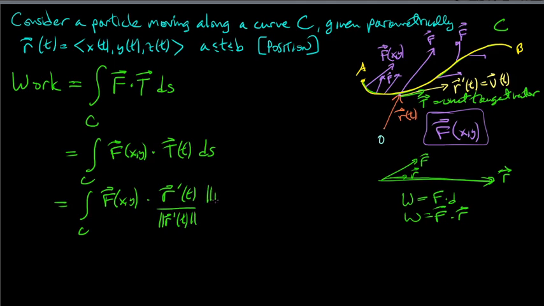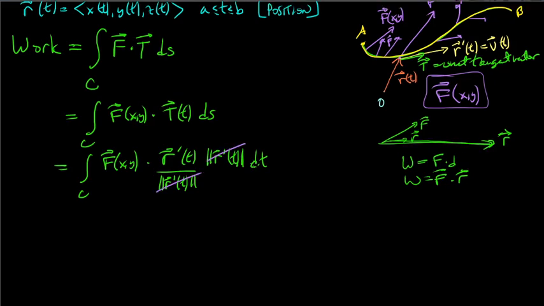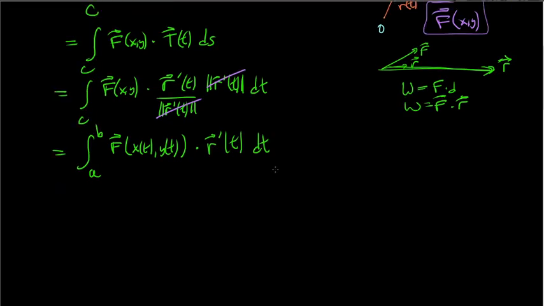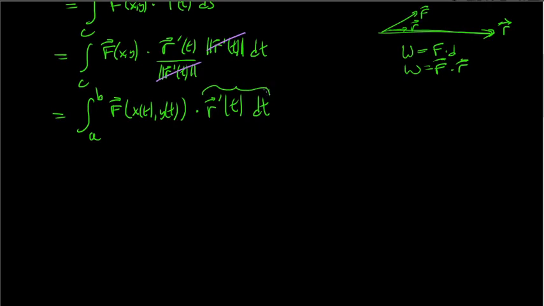But remember what ds is. ds is the magnitude of r prime times dt. So we get this kind of happy coincidence here. We can cancel the magnitude of r prime. And so when we do that, we now have a definite integral from a to b. Remember, we have to express F as a function of t now, instead of x and y. And you just take the dot product with r prime of t times dt. In fact, a lot of books just write this as dr. Whenever you see dr, just think r prime dt, because remember, r prime is the derivative of r with respect to t. So r prime times dt, or just dr.